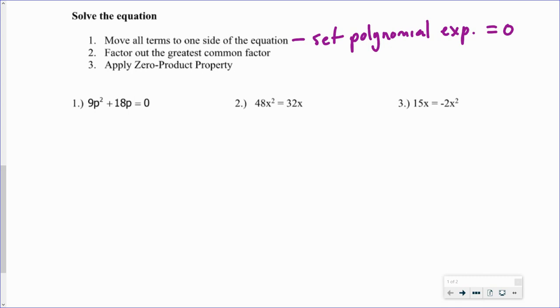So let's go ahead and do that. If we look at the numerical coefficients, the greatest common factor shared by 18 and 9 is 9. And the greatest common factor shared by the variables, in this case p, is p. So 9p squared divided by 9p is just p. And then positive 18p divided by 9p is positive 2. So there we factored out the greatest common factor.